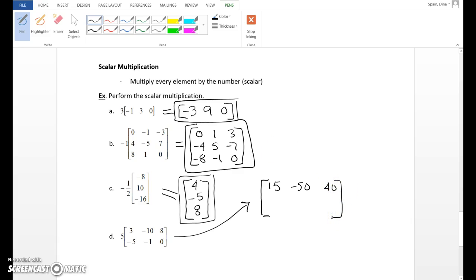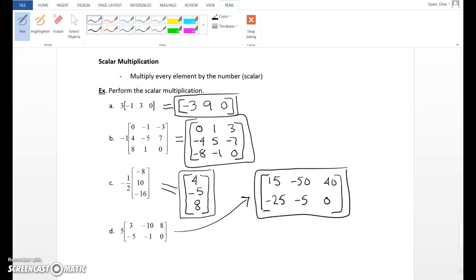Let's do that very last row. 5 times negative 5, negative 25. And 5 times negative 1 is negative 5. 5 times 0, 0. There you go. Alright, much better. So that should get you through the homework, and that's all of section 2.4.